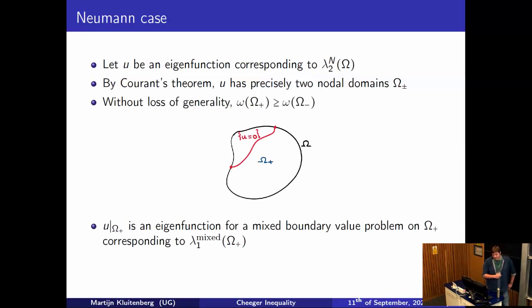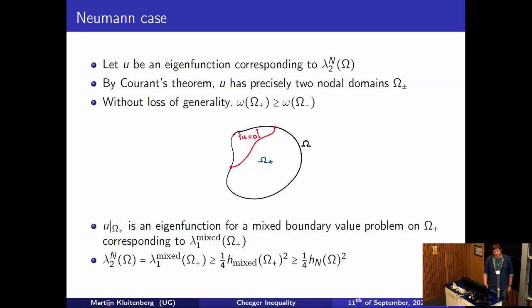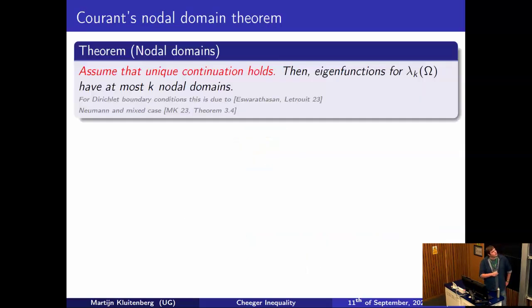So by the mixed Cheeger inequality, I can say that λ2 Neumann is in fact the first eigenvalue of a mixed problem, which is greater than 1/4 times the mixed Cheeger constant, which is greater than the Neumann Cheeger constant. This is a little argument that you need to think about for a few minutes, but it's not complicated. And that proves the Cheeger inequality also in the Neumann case with some technical details. The technical details are the fact that Courant's theorem is meant to hold and the fact that this restriction should be an eigenfunction. So let me comment a bit on that.